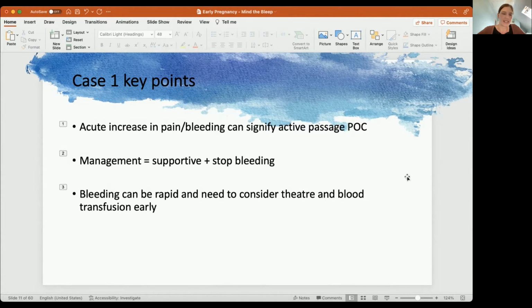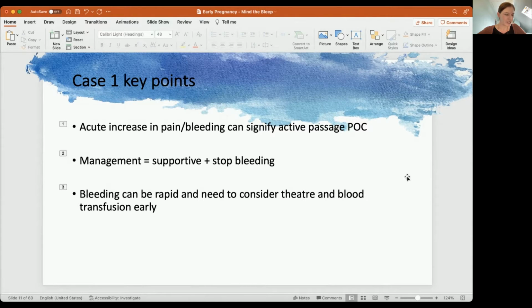Yeah, so management is essentially just supportive care and stop bleeding. It's fairly straightforward like that. Generally, you suspect why she's bleeding. It's from a miscarriage or from pregnancy of some kind. So you need to stop the bleeding, basically. Bleeding can be very rapid and they can lose quite a lot of blood, even though they are very resilient. They can only be resilient for so long. So yeah, you need to consider theatre and blood transfusion early, which a lot of people said, which was really good.